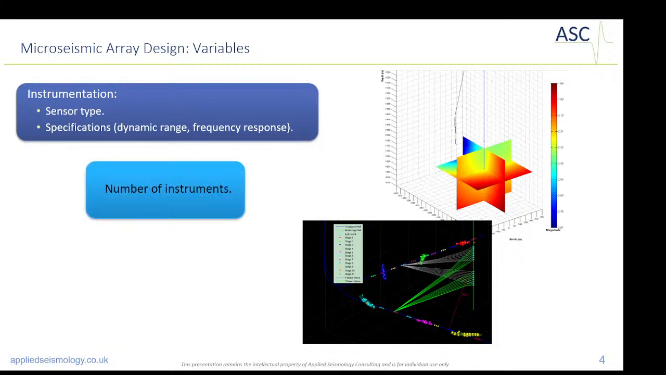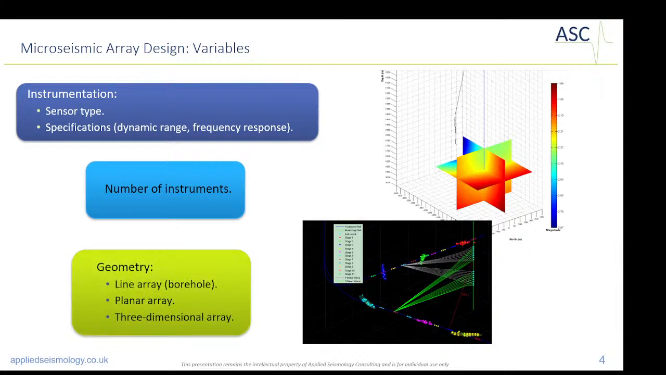A second variable is, of course, the number of instruments. When we are working on the design, we can see the impact that increasing or reducing the number of instruments has on the results of our monitoring.